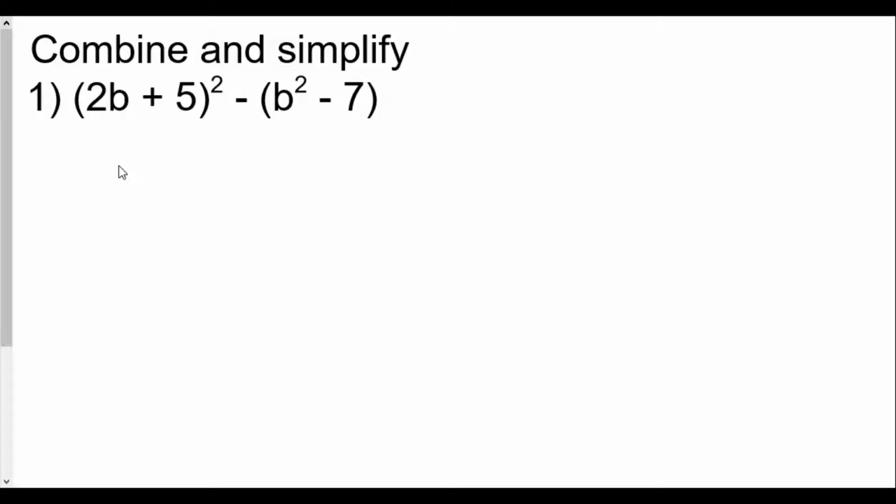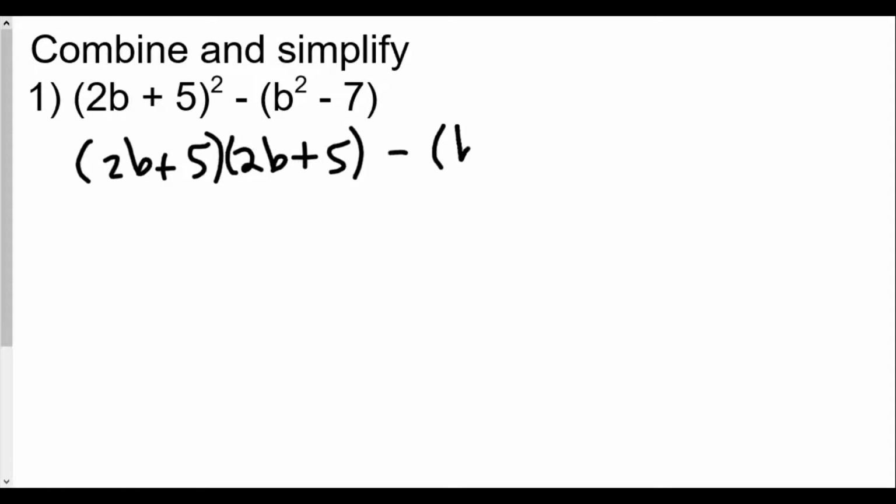So we have here the parenthesis 2b plus 5, the whole thing squared, minus b squared minus 7. So the very first thing we're going to do is rewrite the 2b plus 5 squared as 2b plus 5 times 2b plus 5. The idea is to show that we are not just squaring the 2b and the 5, but really taking the binomial and multiplying together. And we have talked about methods of combining in this case. One method, of course, is the distributive property. And so we multiply 2b times 2b.